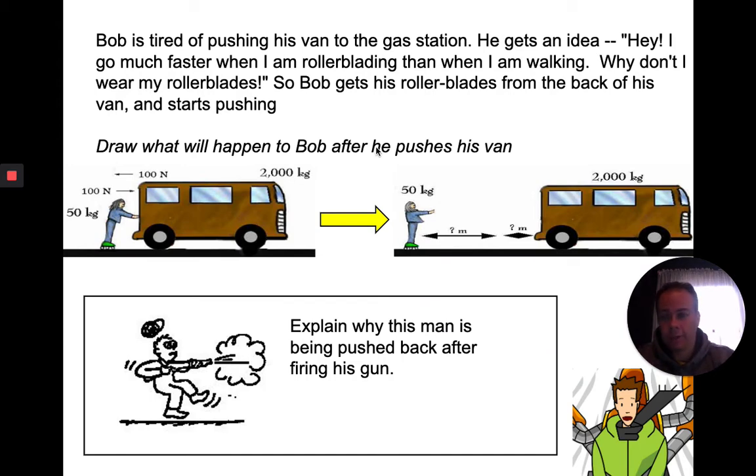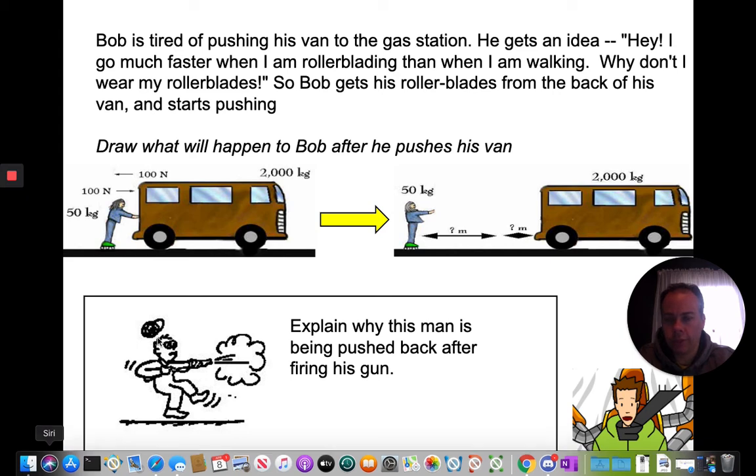That's going to help. So Bob goes up to the van on his rollerblades. He's going to exert a force of 100 newtons on that van. However, now because he's wearing these rollerblades, there's going to be less friction between his foot and the ground. As he pushes on that van with 100 newtons of force, it's pushing back on Bob with 100 newtons of force, and that's going to send him moving backwards.